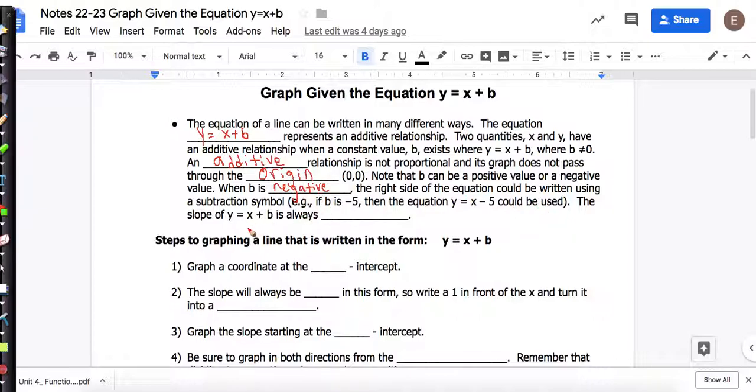The slope of y equals x plus b is always 1. Because if there's no number in front of the x, we know there's a 1 in disguise, so the slope will always be 1.